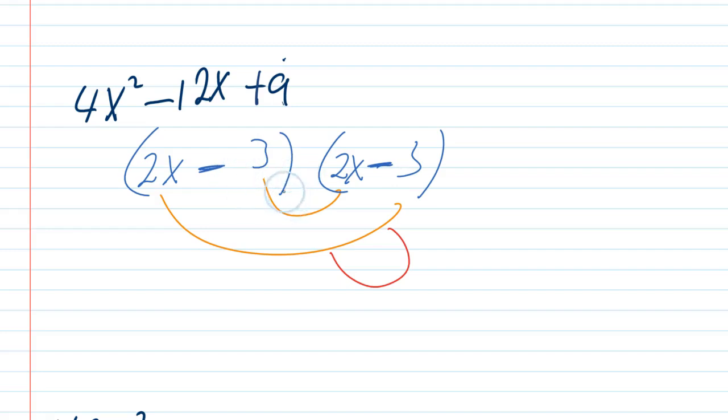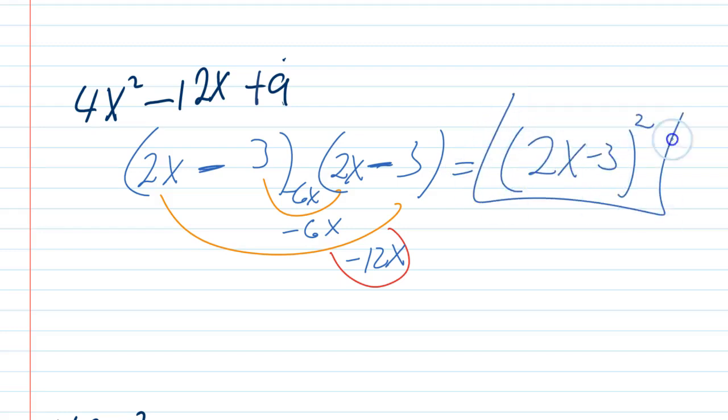We check. Negative 6x, and 2 times negative 3 is negative 6x. Gives me negative 12x. We check to make sure it works, and it does, but then we notice something. These two factors are the exact same. That means we can write it in more simplified form. 2x minus 3 squared. And that is our answer.